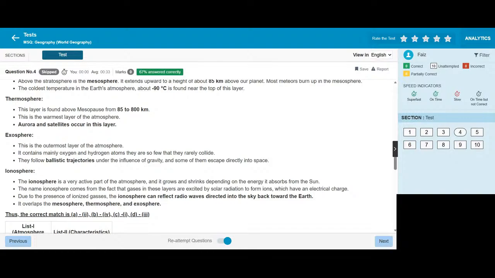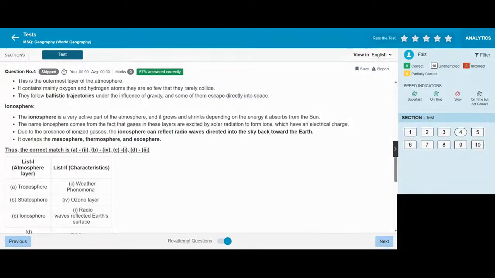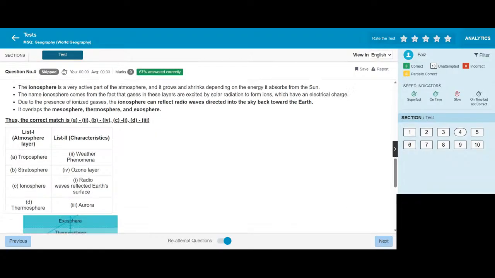Ionosphere is a very active part of the atmosphere and shrinks and grows depending on the energy it absorbs from the sun. The name ionosphere comes from the gases in these layers being excited by solar radiation to form ions, which have an electrical charge. Due to the presence of ionized gases, the ionosphere can reflect radio waves directly into the sky and back toward the Earth.